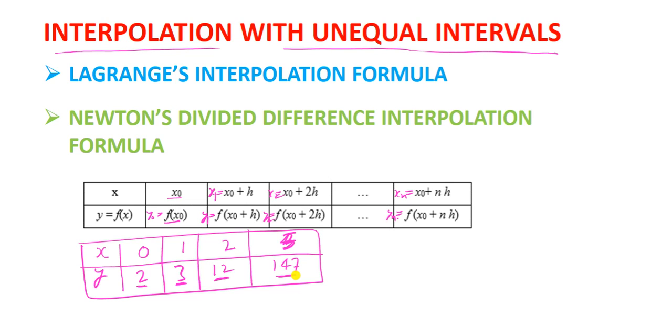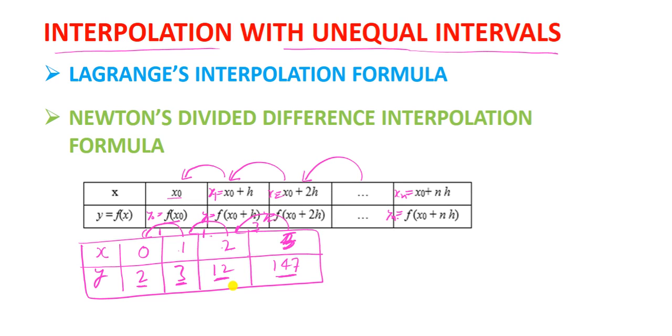So the interval difference means x1 minus x0, here 1 minus 0 is 1. x2 minus x1 means 2 minus 1 is 1. x3 minus x2 means 5 minus 2 is 3. So in the first three arguments, the difference between 0, 1 and 1, 2 is equal to 1, but the difference between 2 and 5 is 3. In that case, the interval differences are not equal, and this problem is related to unequal intervals.